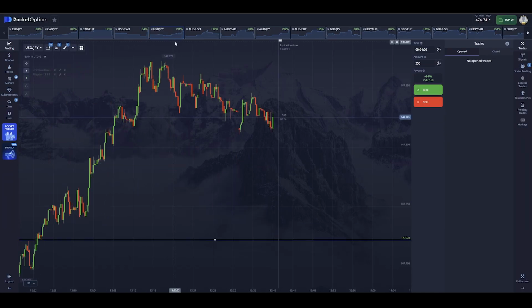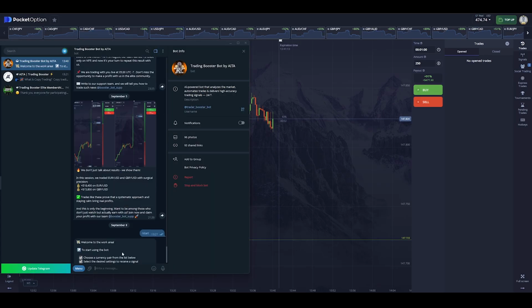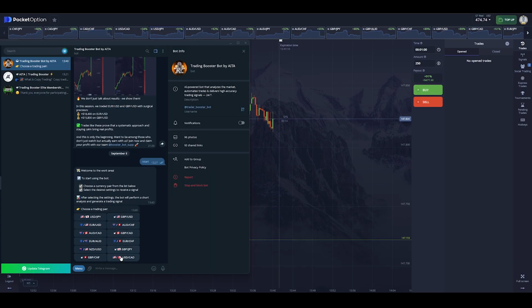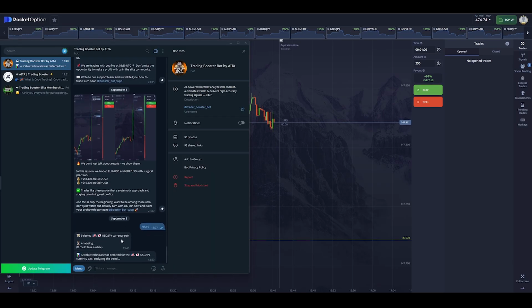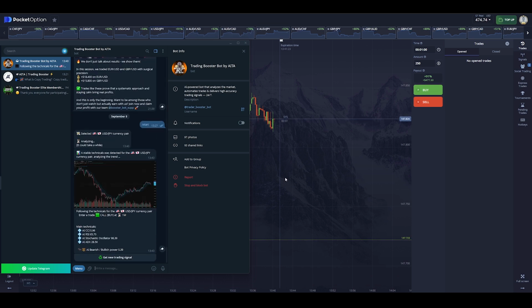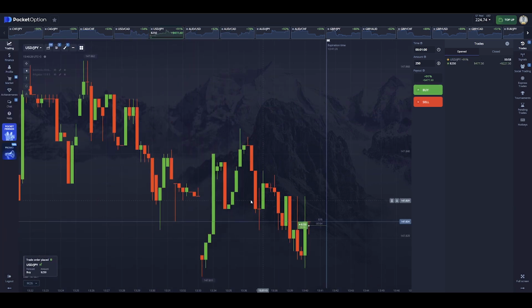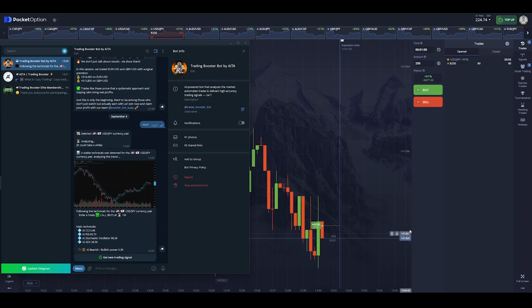Let's pick a neighboring currency pair, the US dollar and Japanese yen, and let's ask BoosterBot where the price is going to go. And honestly, this is a really simple tool that doesn't require any knowledge or experience. Any beginner trader can actually learn how to use BoosterBot in just a few hours and, as a result, start trading and making money and earn just as much.